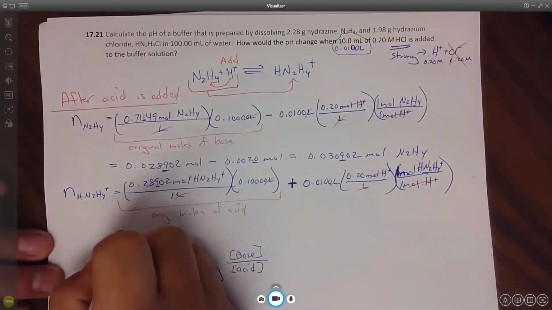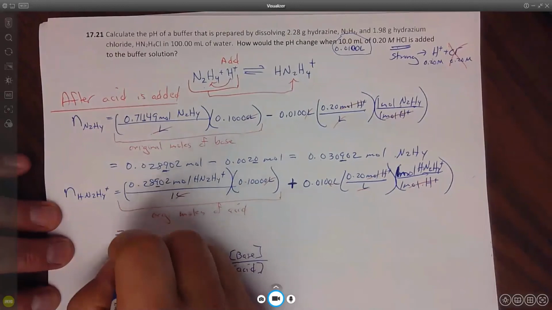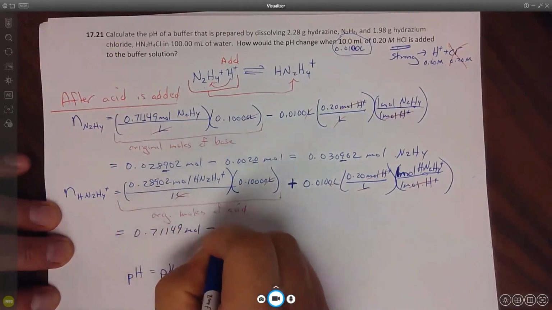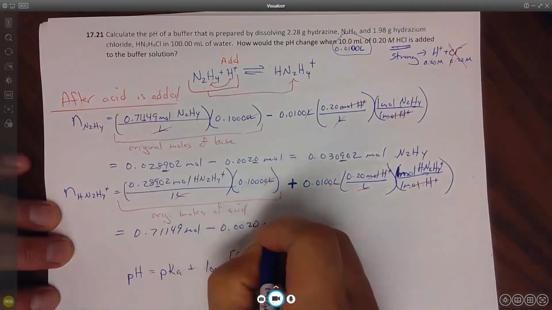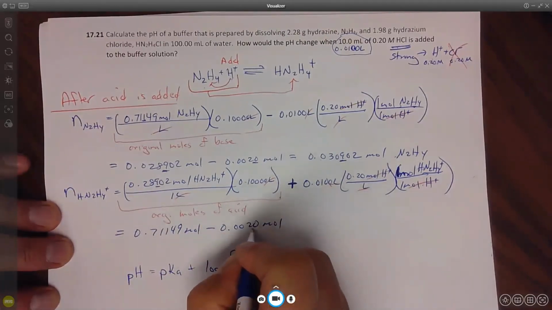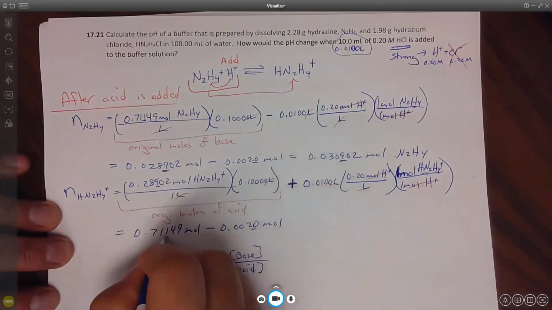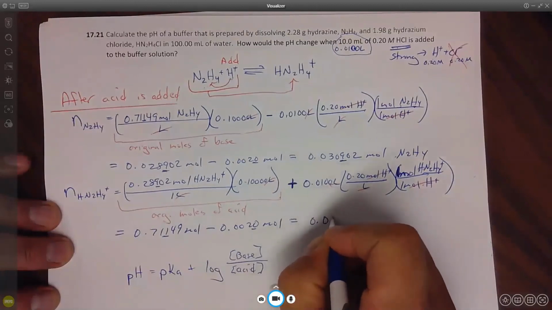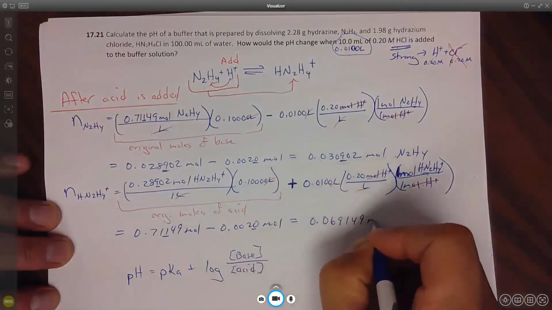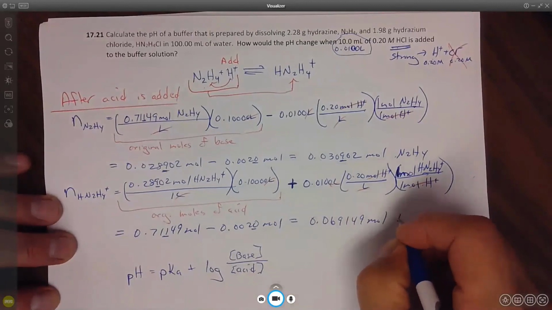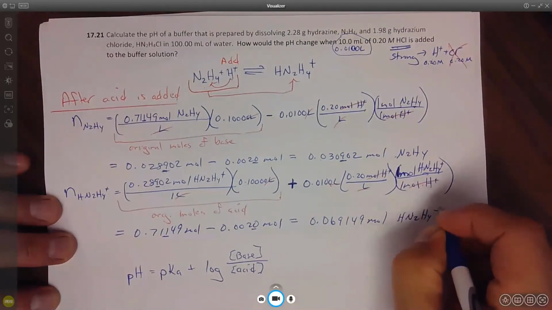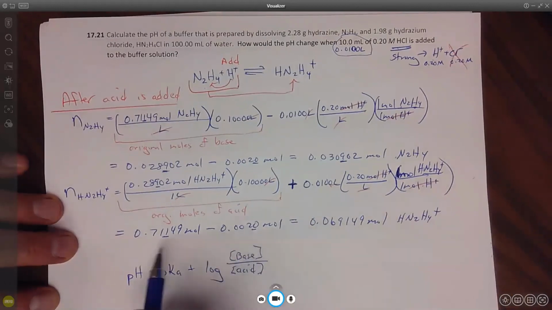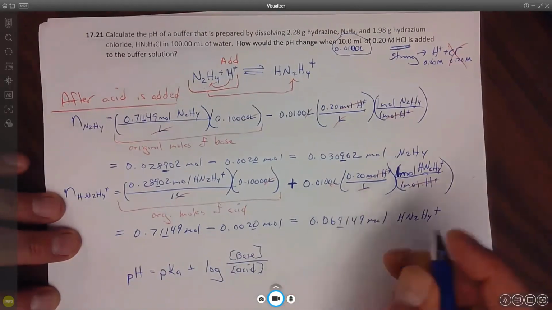Plug that in, and you're going to get 0.71149 moles plus 0.0020 moles. This again was 2 sig figs. This was 3 sig figs. Put that into your calculator. You're going to get 0.069149 moles of our acid. So this is 1, 2, 3 past. This is 1, 2, 3, 4 past. So this can only be 1, 2, 3 past. So that'll be rounded.